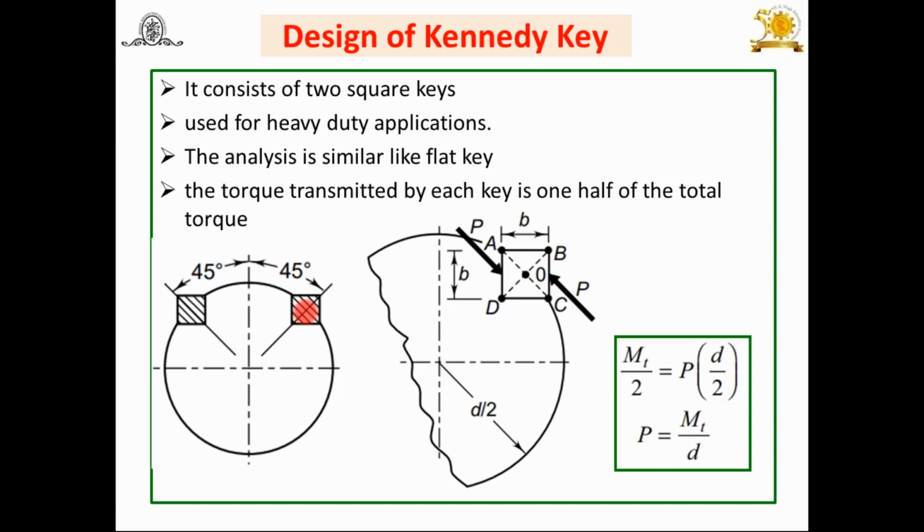And because of these two square keys, such a type of key is used for heavy duty application. When it transmits a large torque or power, at that time we can use these two keys. Try to understand. This is one square key, this is one square key located at 90 degree. But here again, how to design such a Kennedy key? It's very simple because it's a square key.